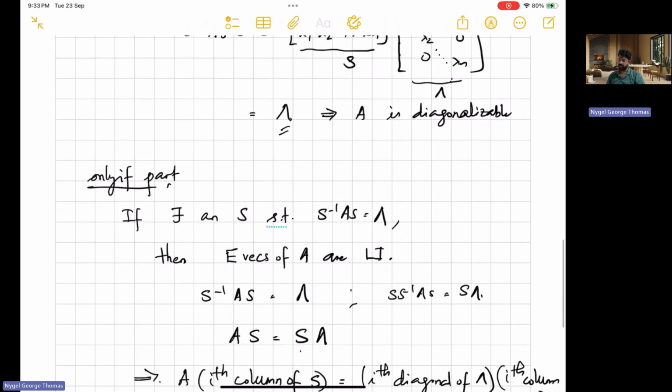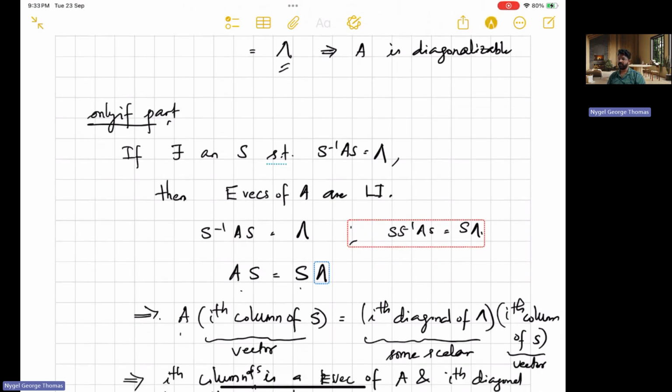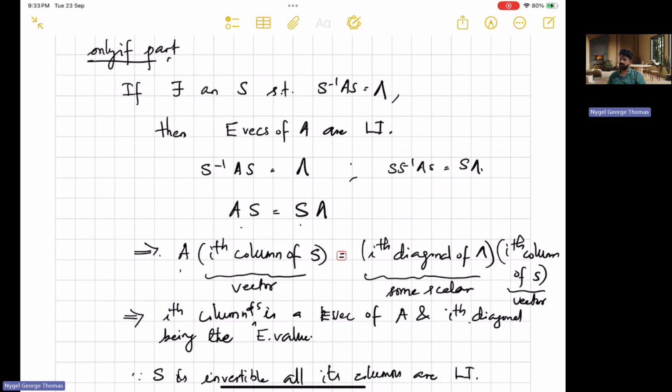So what does this mean? This is similar to the eigenvalue equation, A into x is equal to lambda into x, but slightly different. What it means is A into the ith column of S is the ith diagonal element of capital lambda into the ith column of S. So the ith column of S is an eigenvector of A and its corresponding eigenvalue is the ith diagonal element. These form an eigenvalue-eigenvector pair.